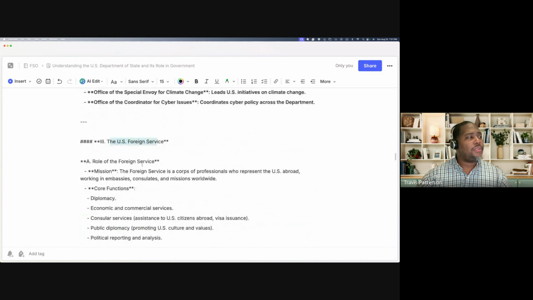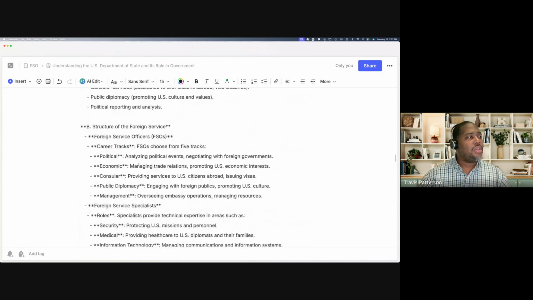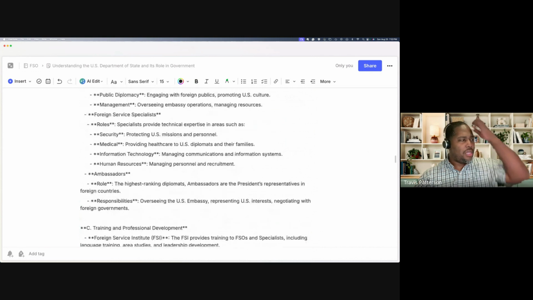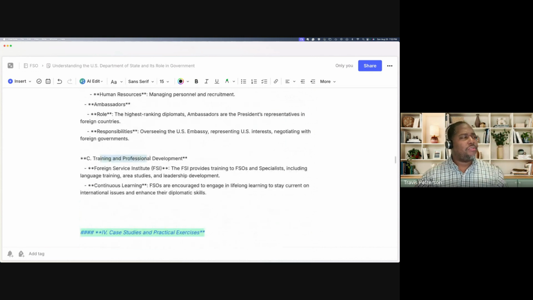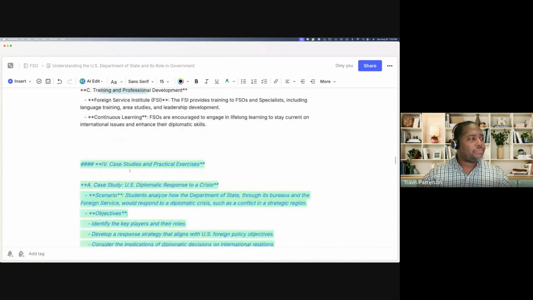So the U.S. Foreign Service: we have the role of the Foreign Service, the structure of the Foreign Service, and training and professional development, which is a part of that management cone. Foreign Service Institute, continuous learning.